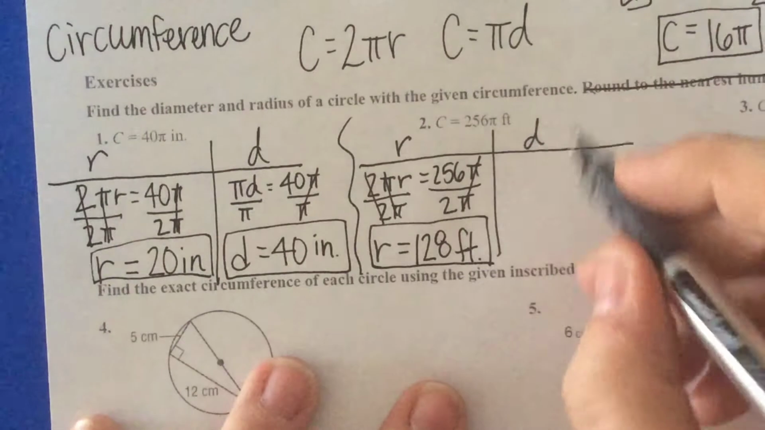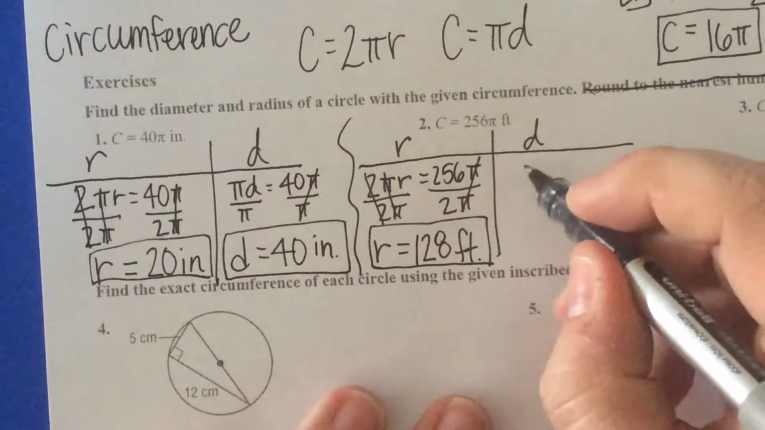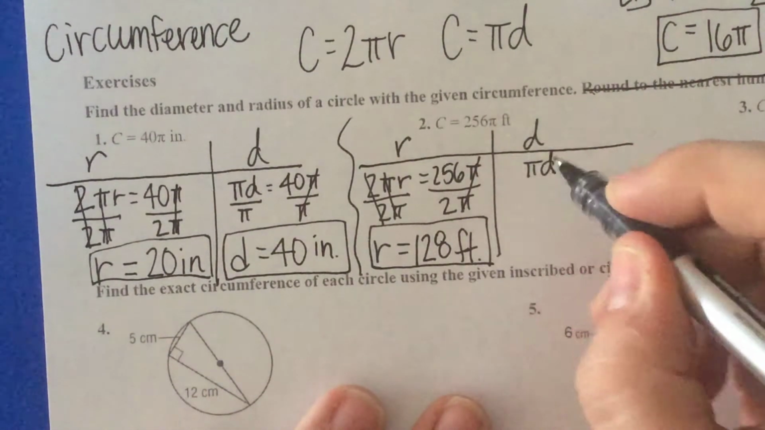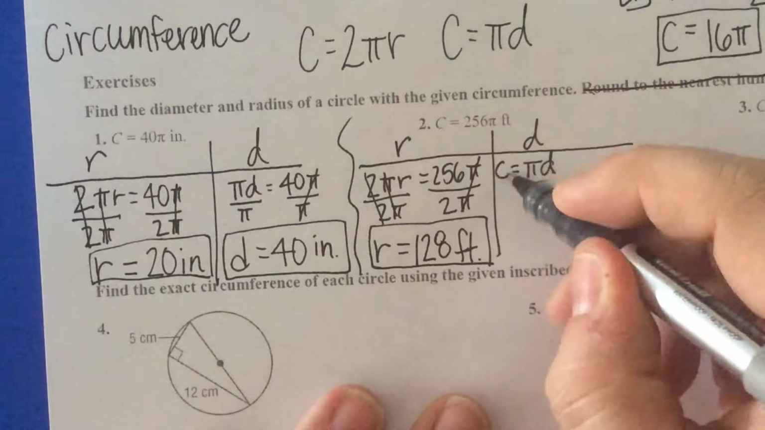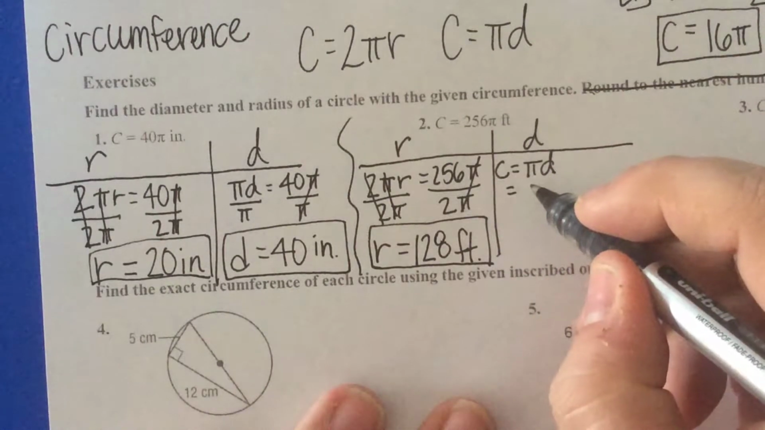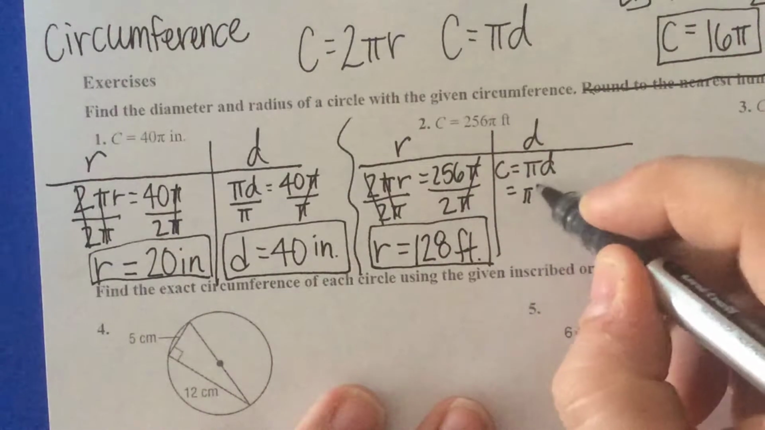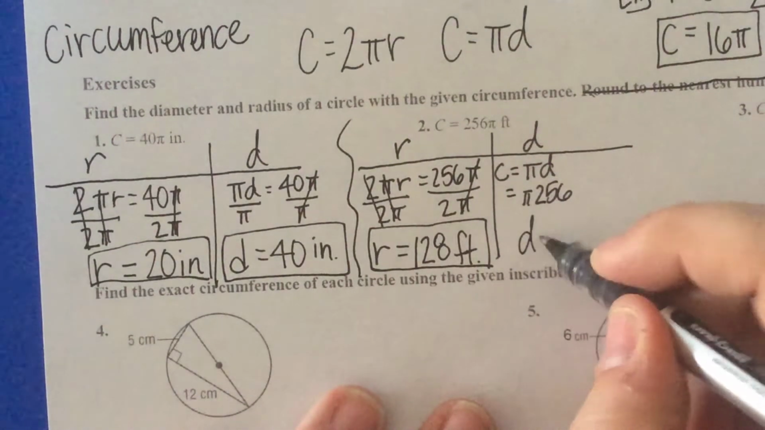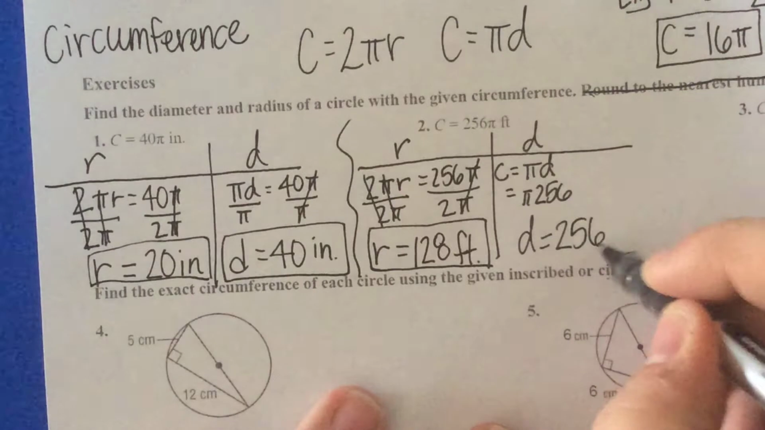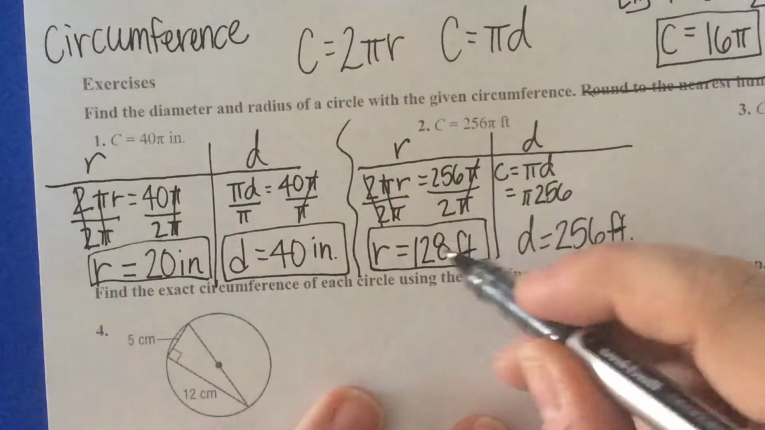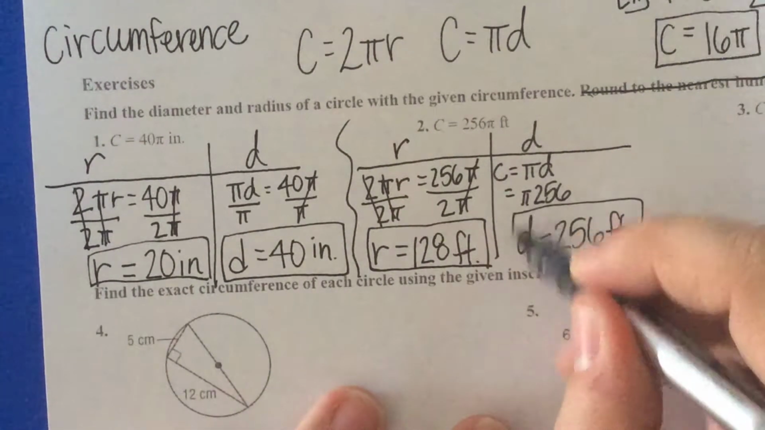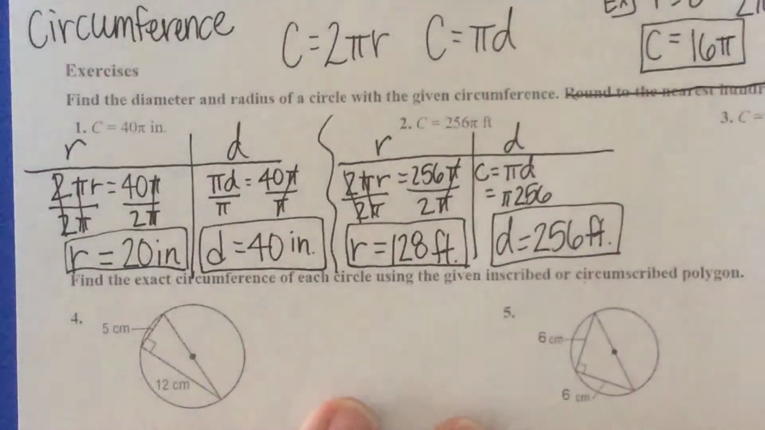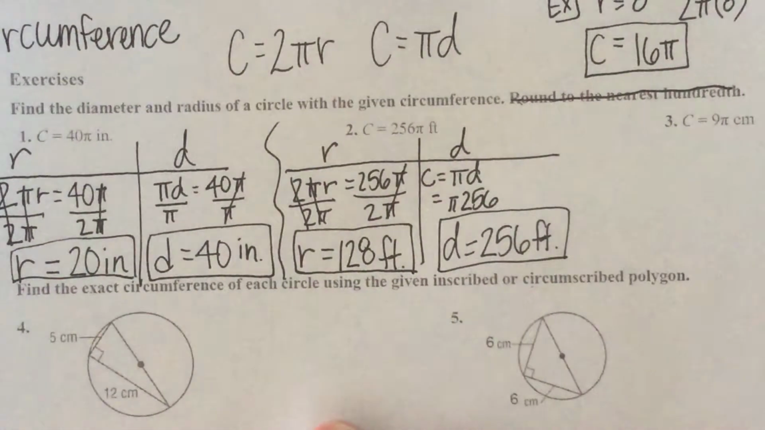Now you'll notice on this, okay, if we have pi d and we know that the circumference has a pi and has a 256 in it, then couldn't you just say that the diameter equals 256? Well, yeah, that's exactly correct. And 128 times 2 is 256, so that makes perfect sense right there.